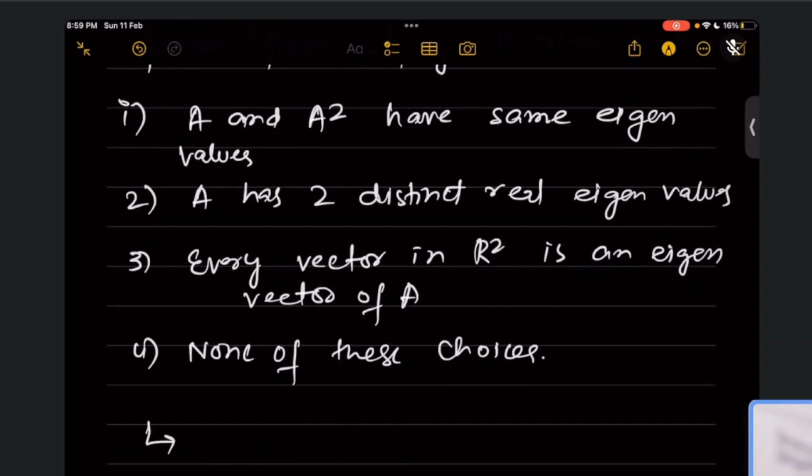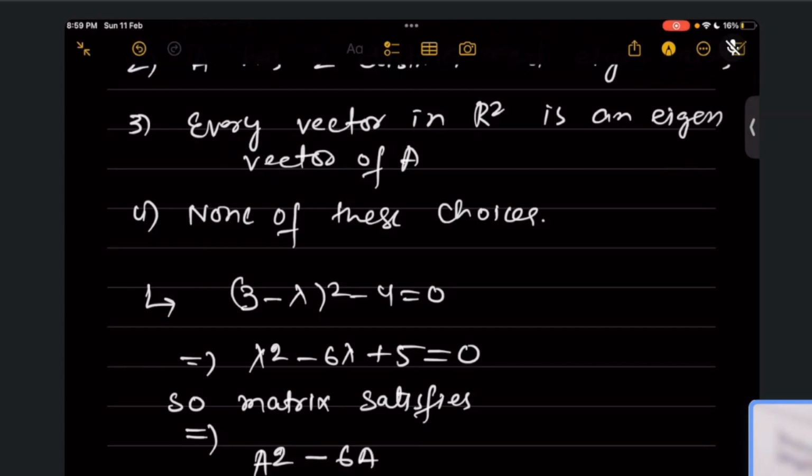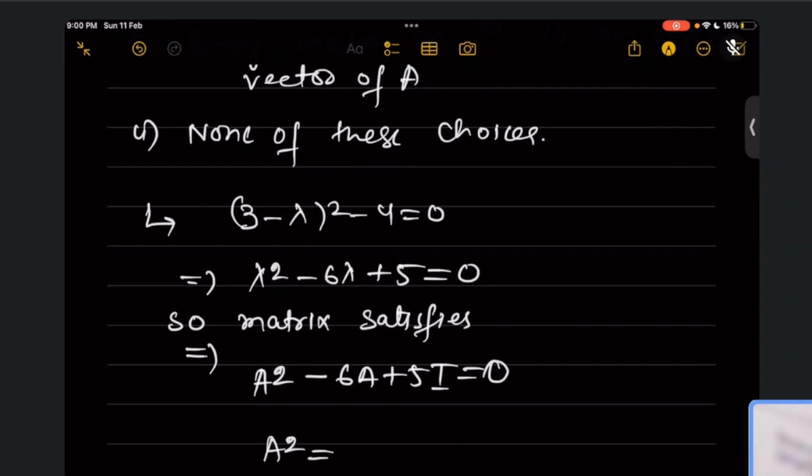First, we will find the characteristic equation. Here the characteristic equation will be (3 minus lambda) square minus 4 equal to 0, which is coming out to be lambda square minus 6 lambda plus 5 equal to 0, right? Yes. So from the Cayley-Hamilton theorem, this matrix satisfies this equation. So we will write A square minus 6A plus 5I is equal to the 0 matrix. So A square is equal to 6A minus 5I.